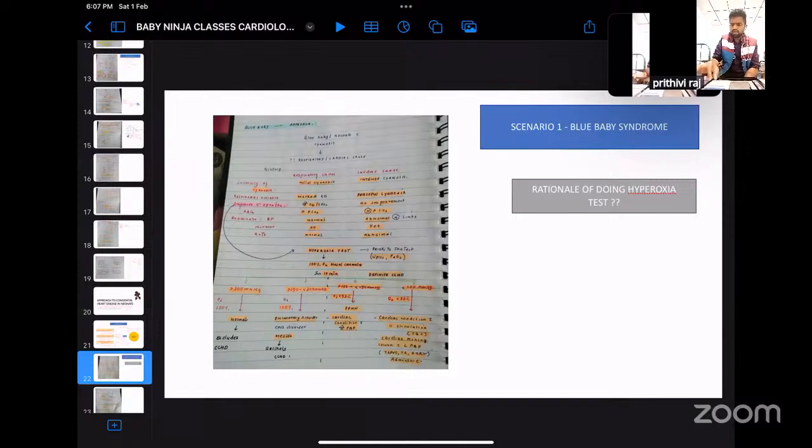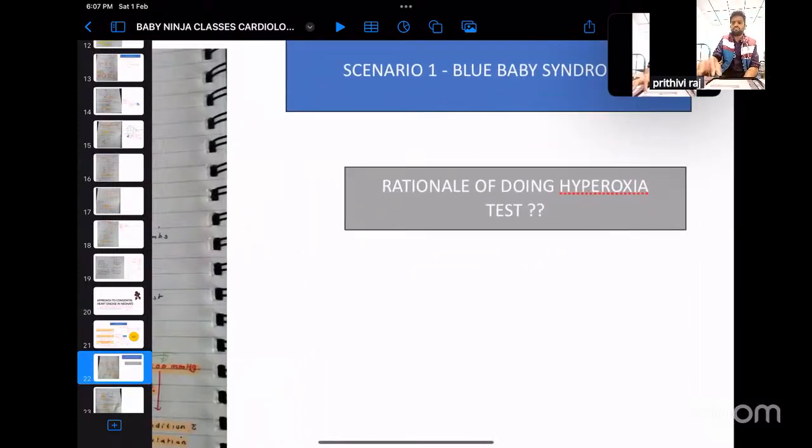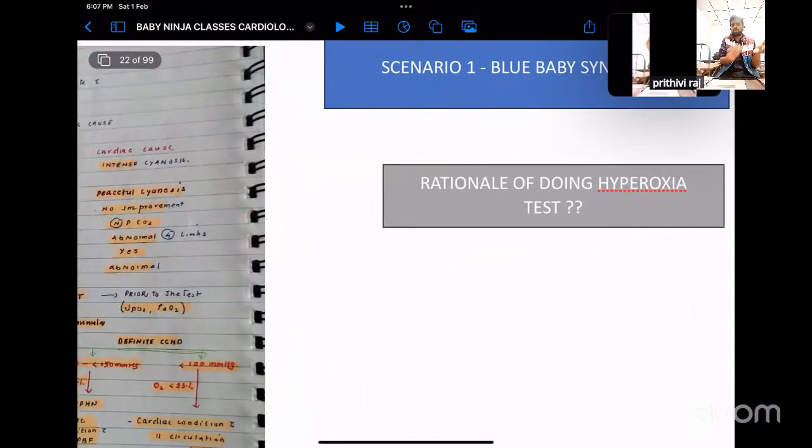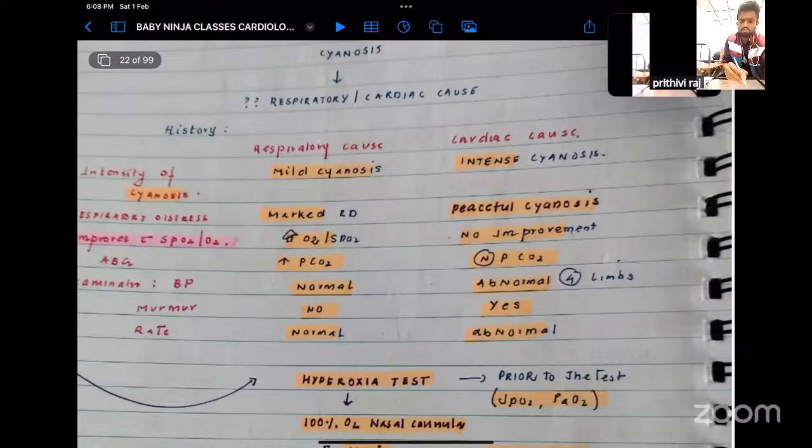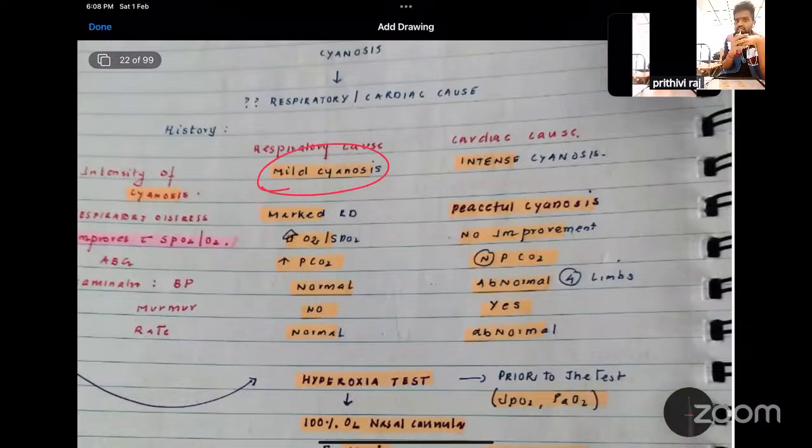So blue baby syndrome and the scenario I already told. What are the scenarios? Respiratory causes and cardiac causes. So for the respiratory causes, how to differentiate? The respiratory retraction will be more common. So when you see this, the cyanosis will not be that significant in case of a respiratory cause. It will be just mild, whereas the respiratory distress you can observe will be marked. Whereas cyanosis will be mild.